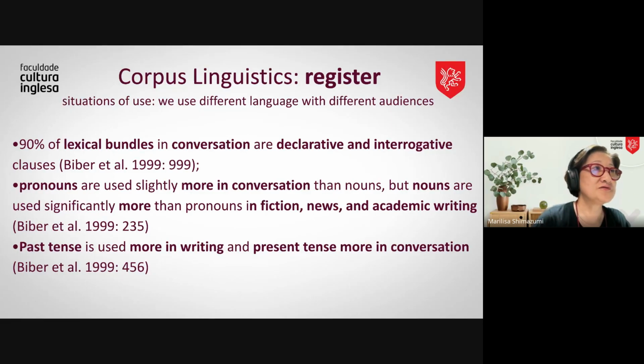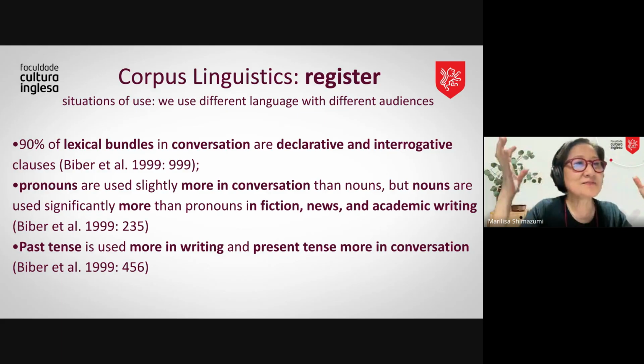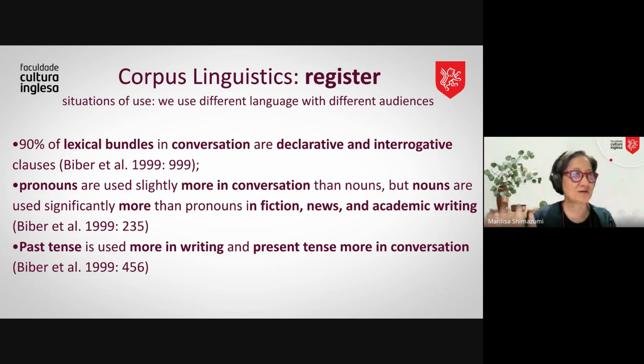So, guys, for him to be able to come to this conclusion, you have no idea how enormous the corpus he has managed to amass is. In order to be able to say categorically that 90% of lexical bundles in conversations are declarative and interrogative, but it's done for us. So these findings are great. It makes our lives much easier when we teach language.